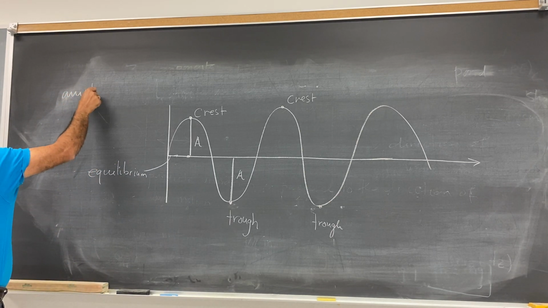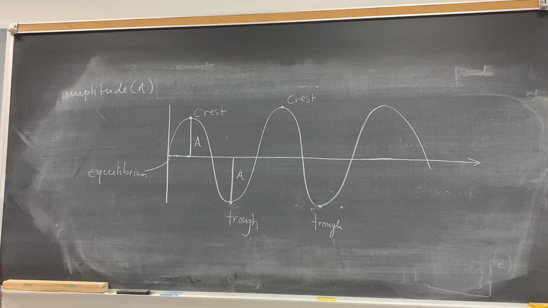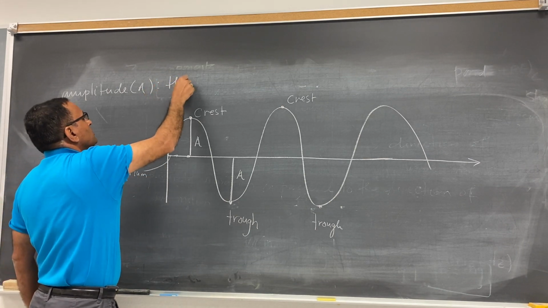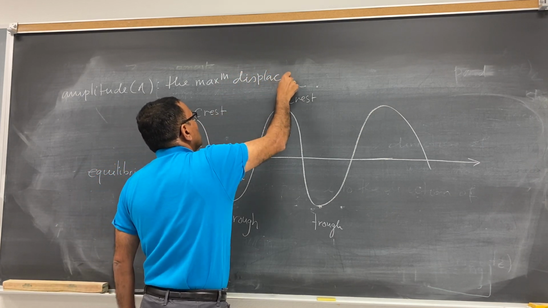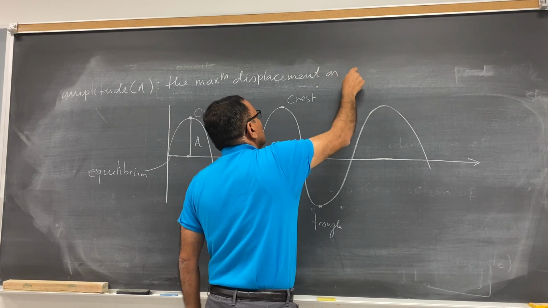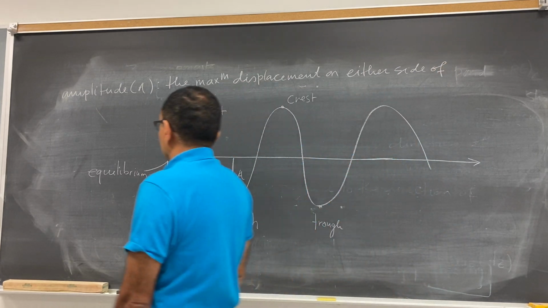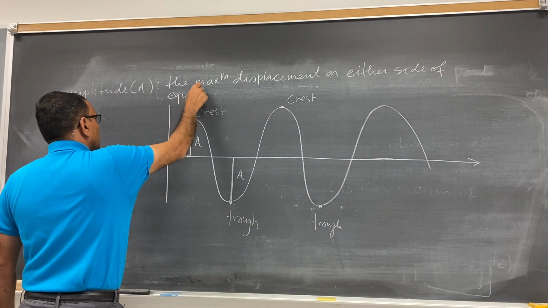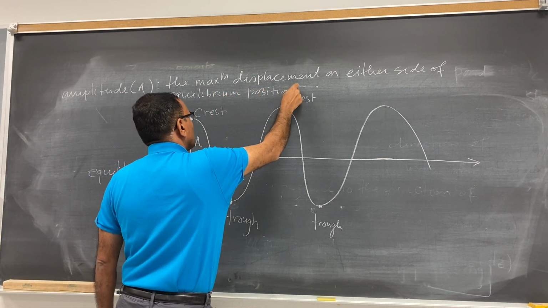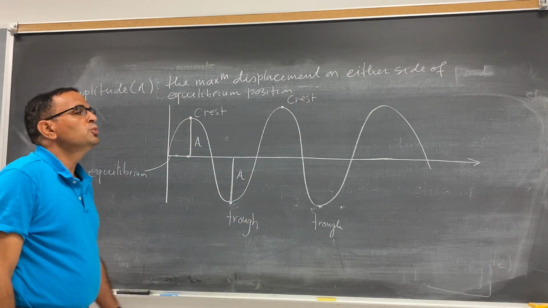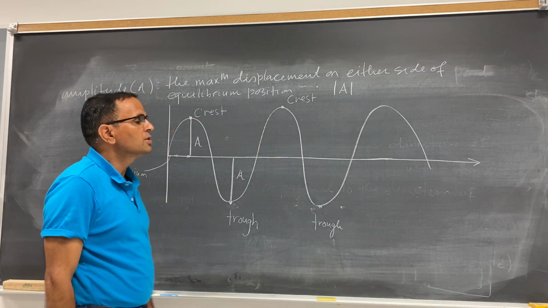Amplitude, it is simply denoted by uppercase A. Amplitude is the maximum displacement on either side of equilibrium position. That is called as the amplitude, and amplitude will always take the absolute value. Amplitude is always positive.